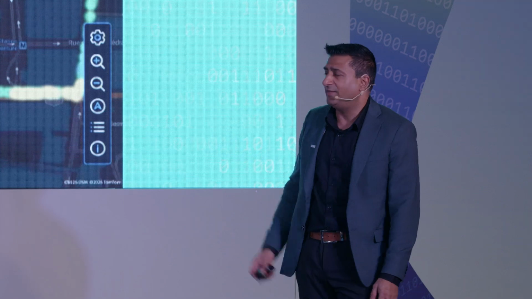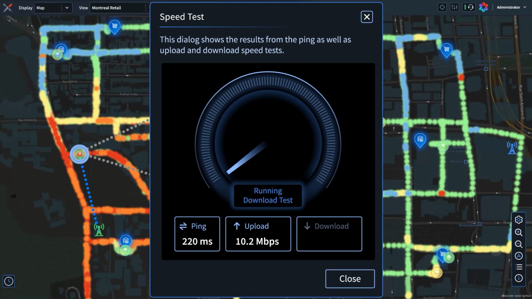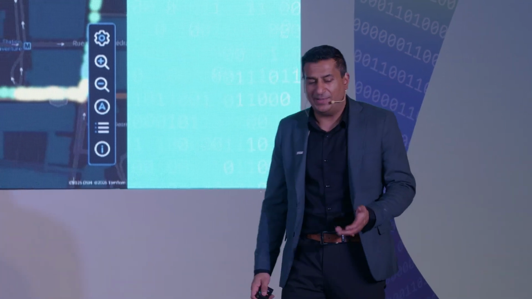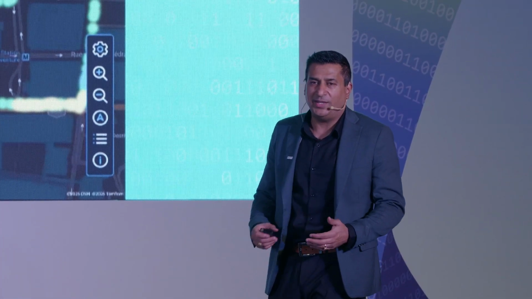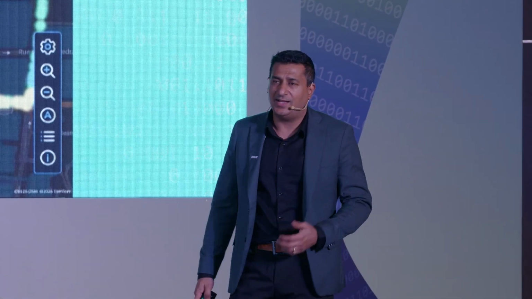So I can pick a server and I can say run the speed test, and right away you'll see that this tool is able to tell you exactly how fast the speed is of the network that this user is experiencing. So this is an example of just how we can go in and troubleshoot, and the necessity for real-time visibility.